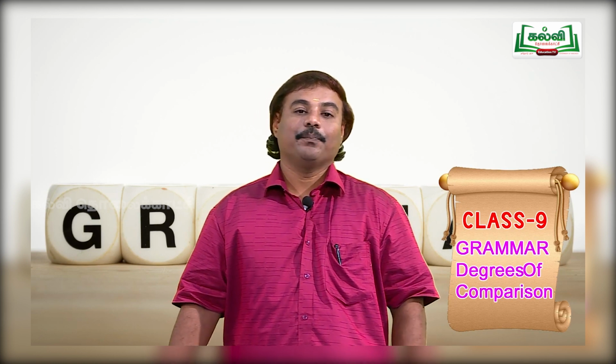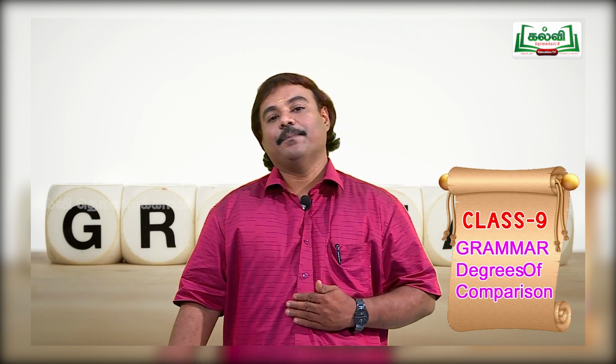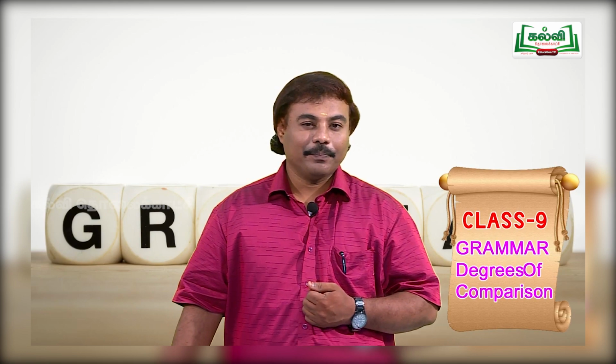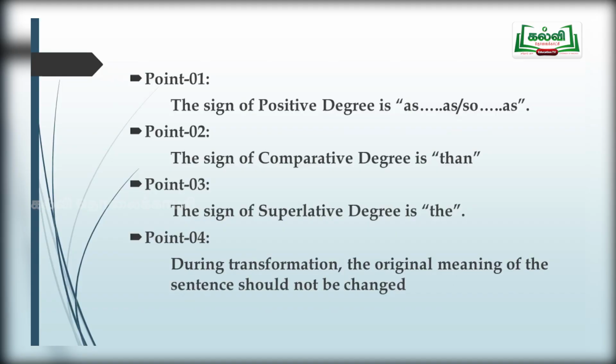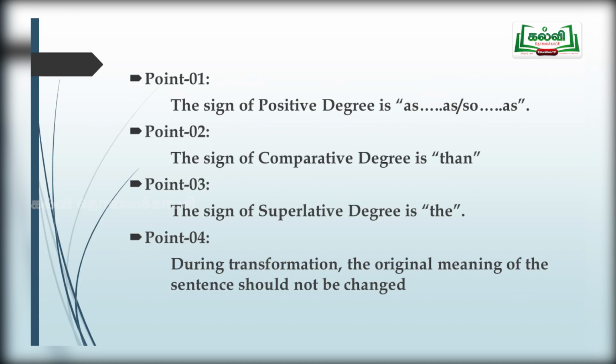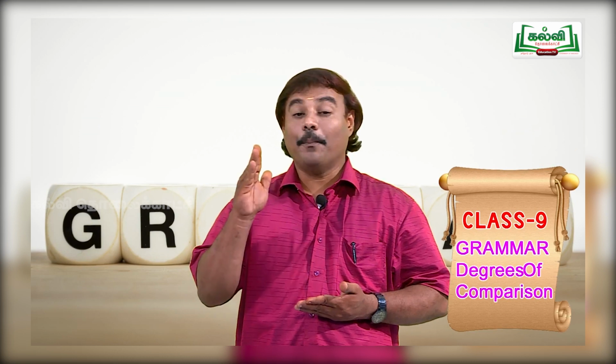Again, I am repeating, when you want to locate the positive degree, see the sign. What is the sign? As, so as. For comparative degree, than. For superlative degree, the. And what is the last point that you have to keep in mind? The meaning of the sentence should not be changed at any cost when you are transforming from positive to comparative or comparative to superlative. Meaning should be very appropriate.